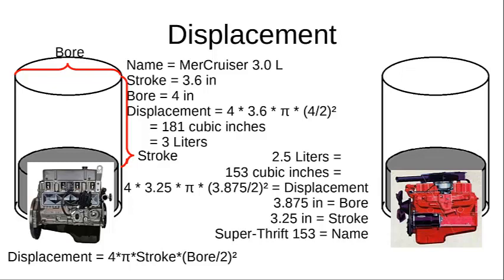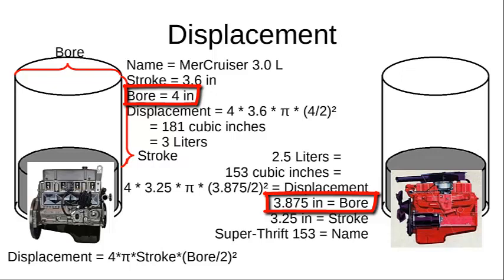Okay, so now the extra stuff, if I didn't drive it in before, I think I will now. As you can tell, the stroke is different and the bore is different in both engines. The MerCruiser stroke is 3.6, and the Super-Thrift is 3.25. First let's talk about the bore. The bore from the MerCruiser is 4 inches, and from the Super-Thrift is 3.875. Now, what do you think is going to happen if you try putting a piston from a MerCruiser into a Super-Thrift? It's not going to fit. And if you do vice versa, there's going to be a lot of blow-by.